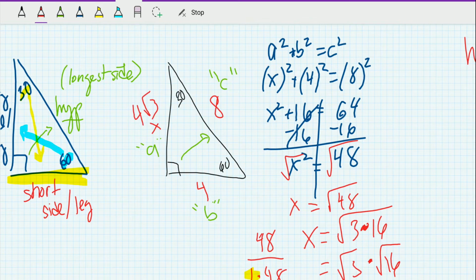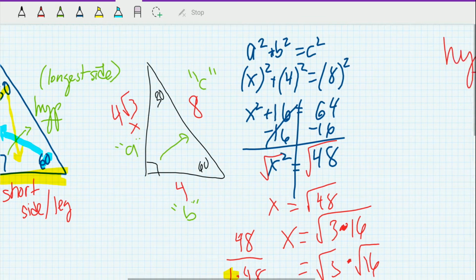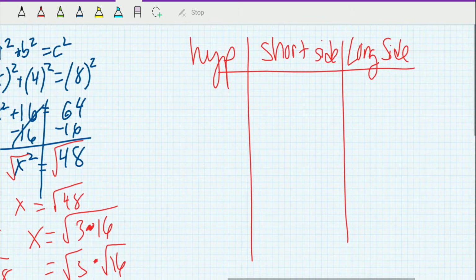And so now what I'm going to go ahead and do is, just like in the other one, the 45, 45, 90, it's all about the table. Okay, so let's fill out a table, okay? I already have it written here. So go ahead and let me try to explain, okay?